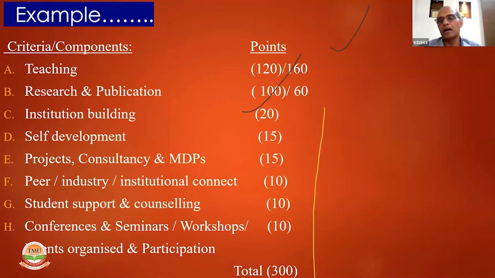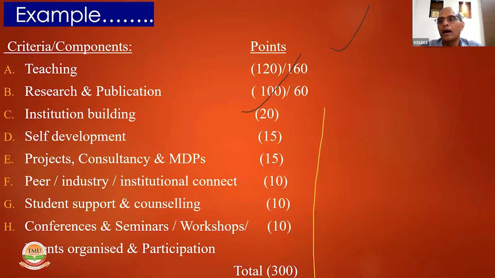I have worked out an example for a university, right? And that example would give an idea how to make a performance appraisal objective. I have taken a total of 300 points. Now, there is nothing sacrosanct about 300 points. You could think of 400 or 200, but the points should be sufficient, attractive enough for the employees to put in their efforts for earning those particular points.